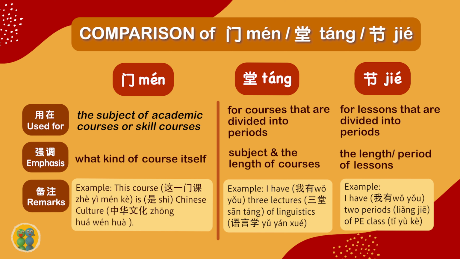And let's see the last example, 节: 我有2节体育课. 我有 means I have. 2节 means two periods. 体育课 means PE class. It also mentions the length and the title of the class. Although the example of 节 also brings up the length and the subject of the classes, compared with 堂, 节 puts more emphasis on the length.